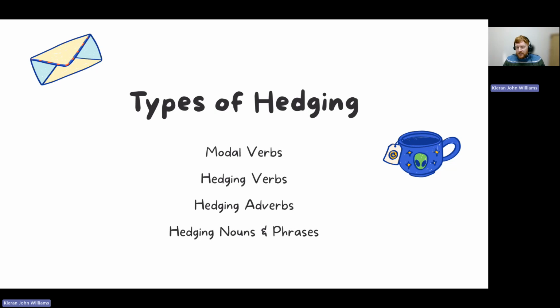Now, there are several different ways to hedge your writing. And today we're going to focus on these four main types that you can see on the screen, which are modal verbs, hedging verbs, hedging adverbs, and hedging nouns and phrases. Each of these helps you express uncertainty in a slightly different way, and together they give you a range of different options when writing academically.